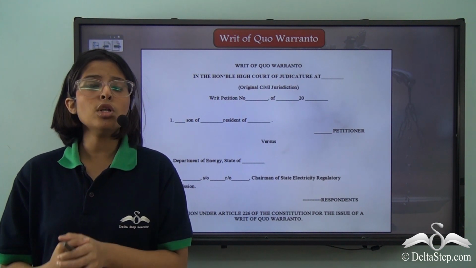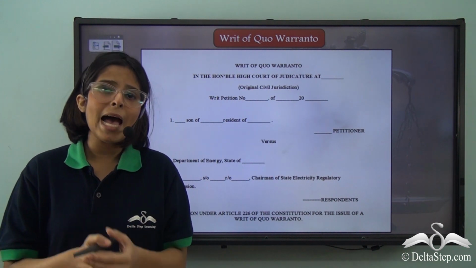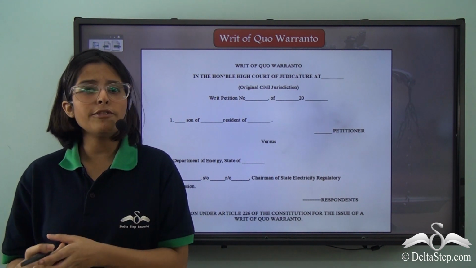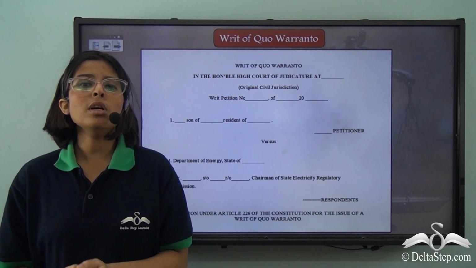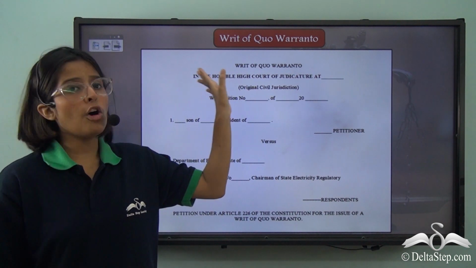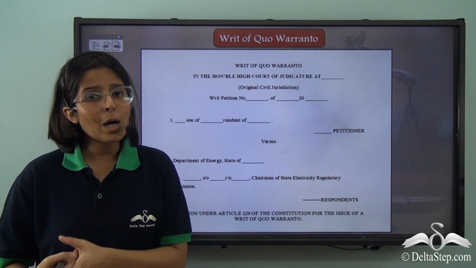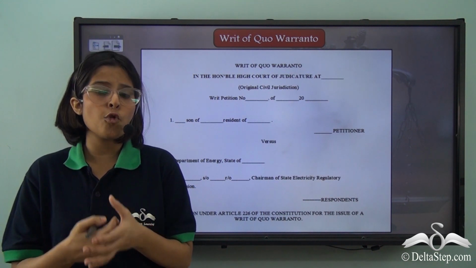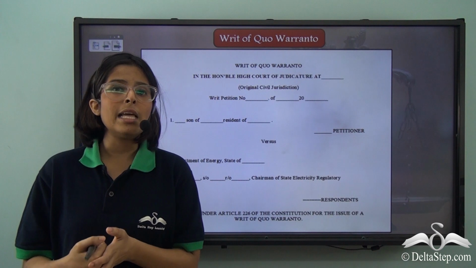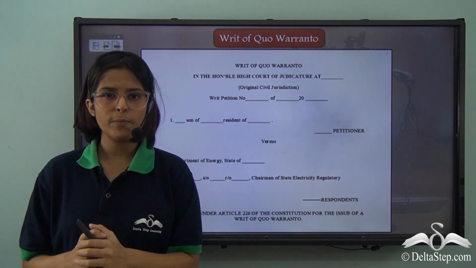The Mysore High Court looked at the case and saw that Anya Gowda actually had the authority and was qualifying the eligibility criteria to hold that post. So, it did not issue the writ of quo warranto. But if he had held the post without having the qualifications, which would show that he had illegally or forcefully taken his position, then he would be removed by the writ of quo warranto.